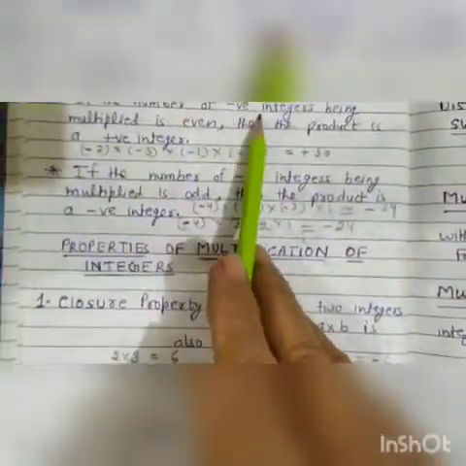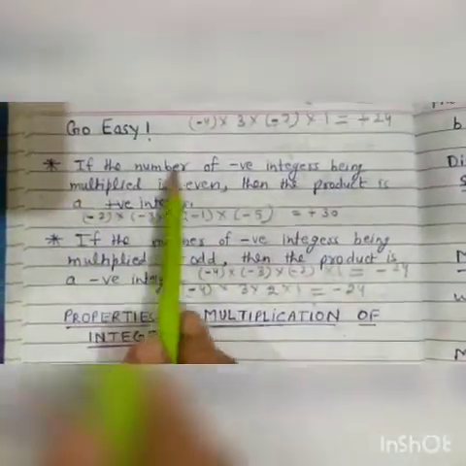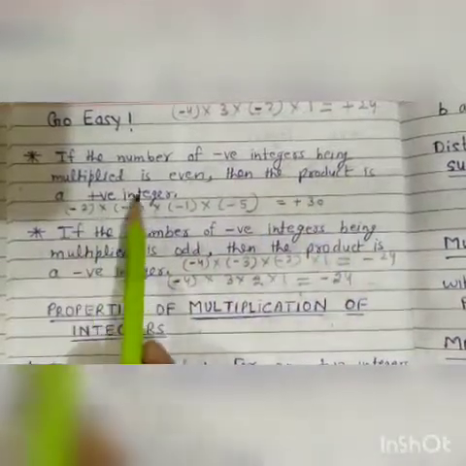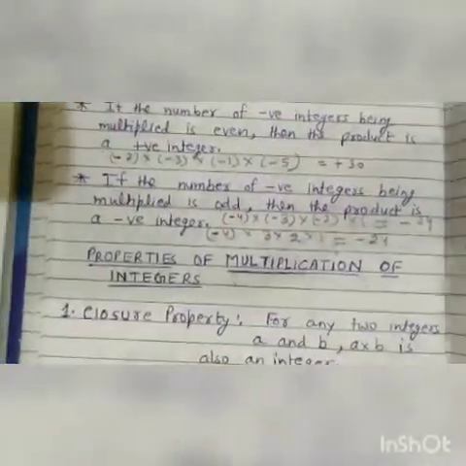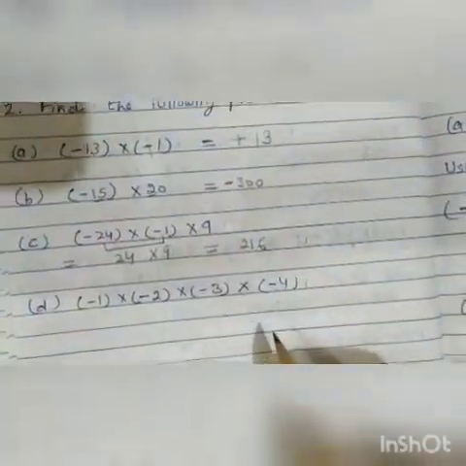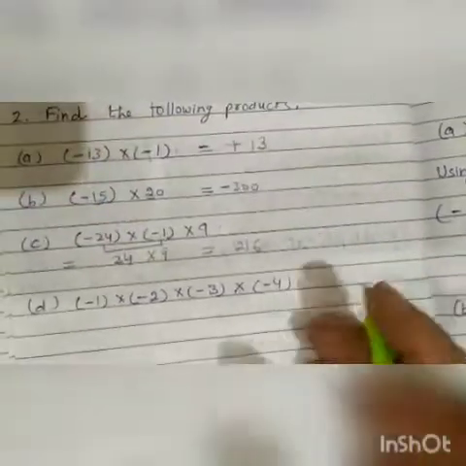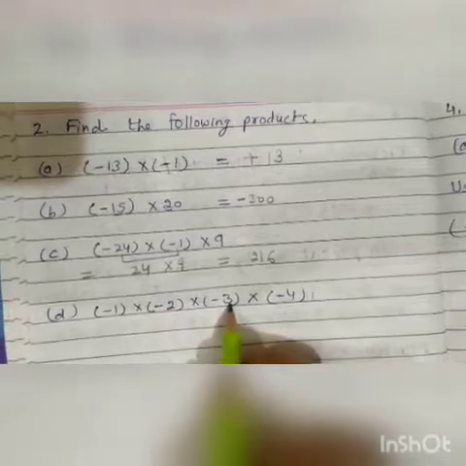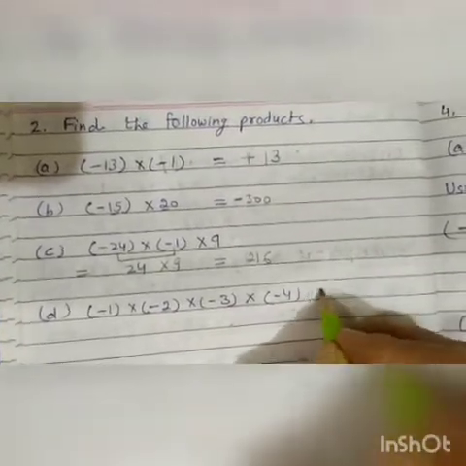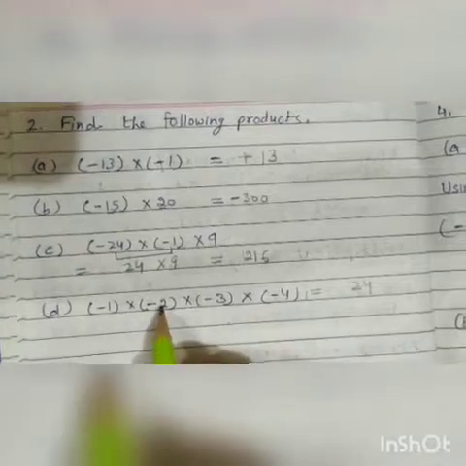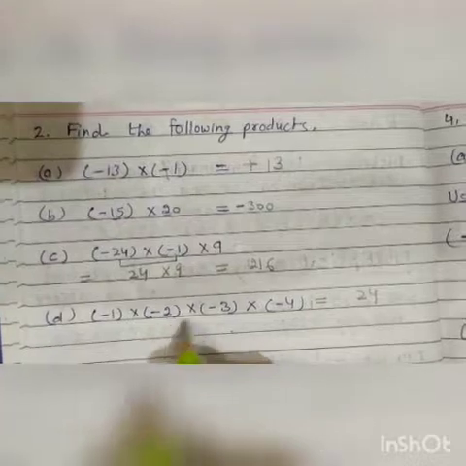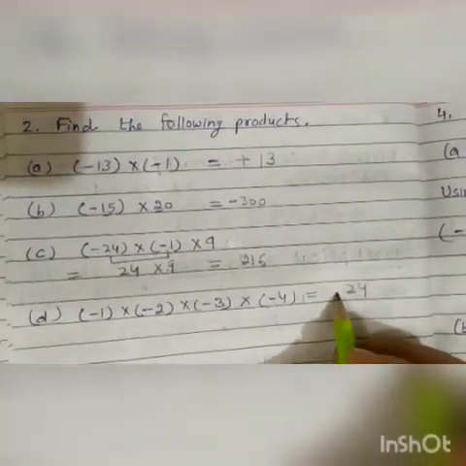If the number of negative integers being multiplied is even, then the product is a positive integer. So here there are two methods. First we will multiply all the numbers. 1 times 2 is 2, 2 times 3 is 6, 6 times 4 is 24. And the negative integers are in even number. There are 4 negative integers, which is an even number, so their product will be positive.